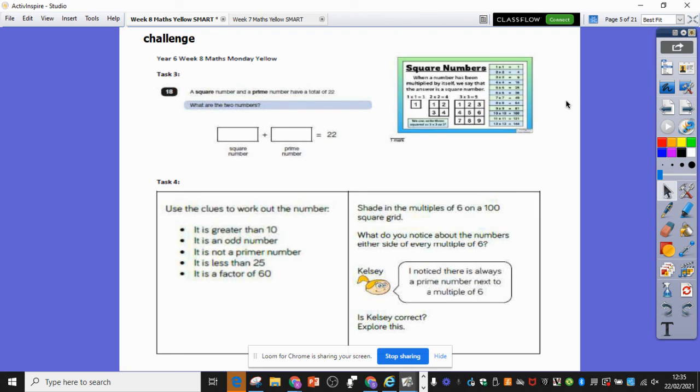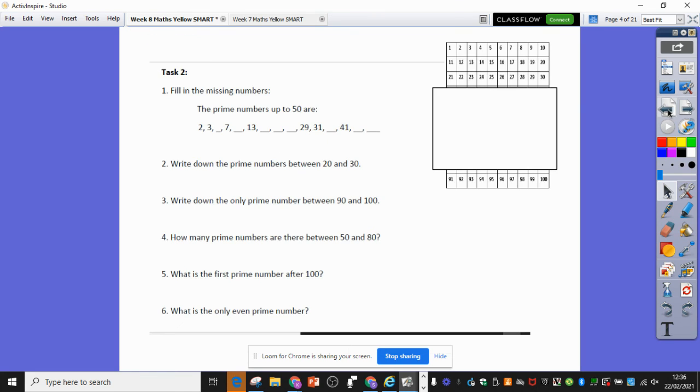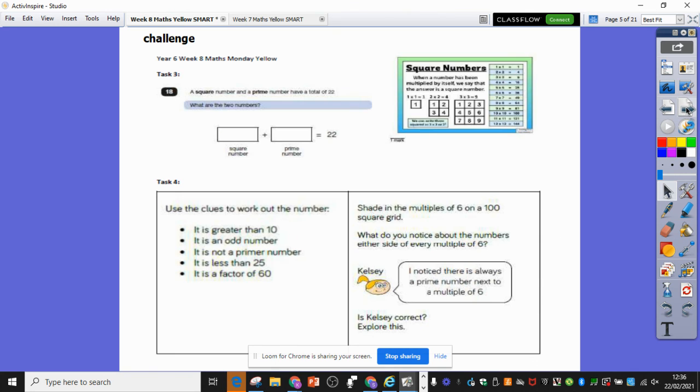Now task 3 is a challenge. And remember, you've got your hour's lesson. Don't spend ages on this one. If you've just done an hour to complete your 100 square and task 2, that's fine. But if you want a challenge, then the next set of questions that you've got is using your knowledge of square numbers. And again, we've put the square numbers here for you just in case you need a bit of reminding. And using your knowledge of prime numbers, which you've got on your 100 square.